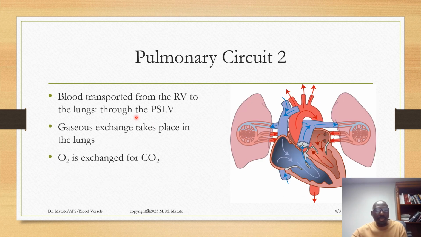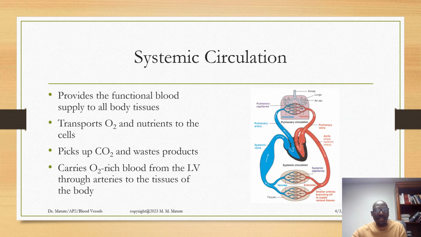And then blood will be transported from the RV to the lungs through the PSLV, pulmonary semi-lunar valve. And then when it goes to the lungs, there will be exchange. The carbon dioxide will be exchanged for oxygen. Then the blood becomes oxygen-rich blood. Now it takes us to the systemic circulation.